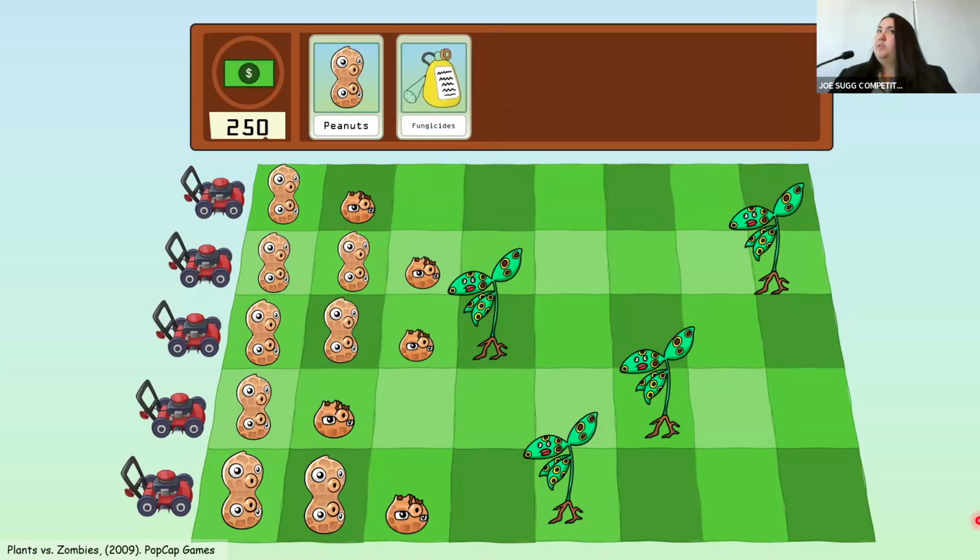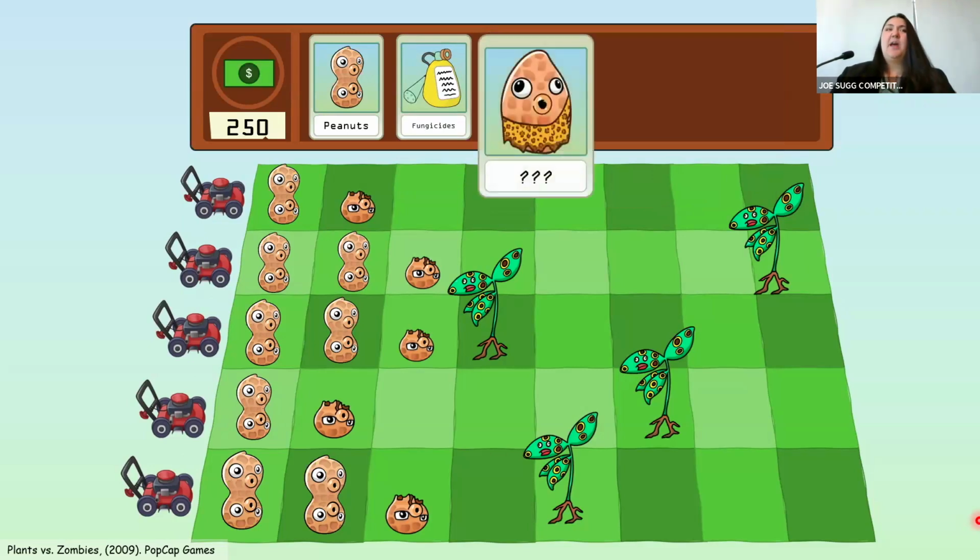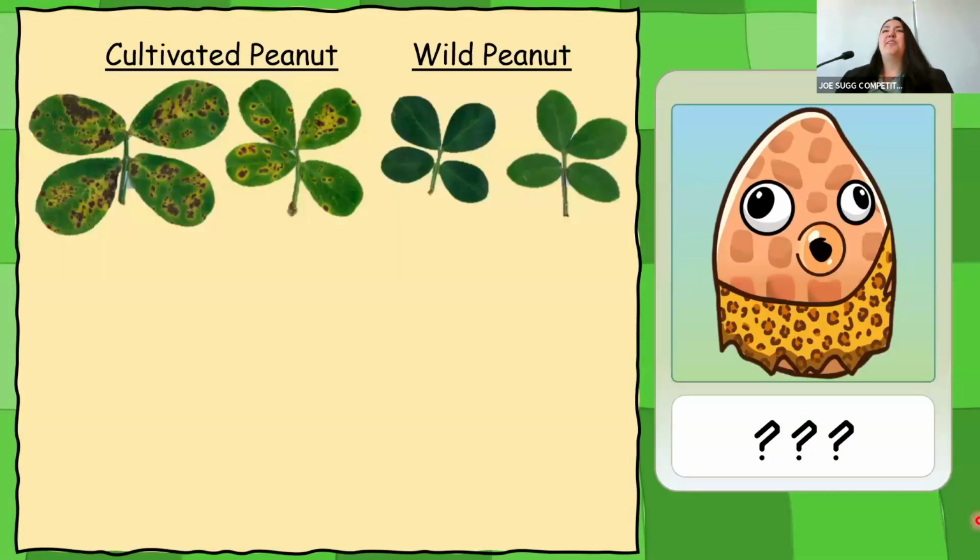So what do we do about that? Unfortunately, there's not much in our arsenal right now. However, all hope is not lost because I have heard of a recent rumor of a new character being unlocked in the game. And that new character is wild peanut. It has been shown there's a lot of diversity within wild peanuts, and some of the diversity has a bunch of different traits that are beneficial that can be brought into cultivated lines.